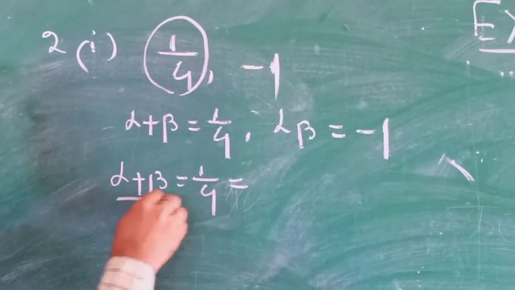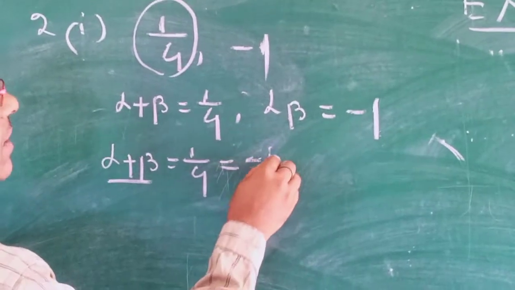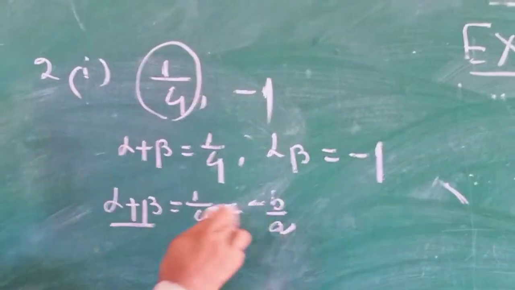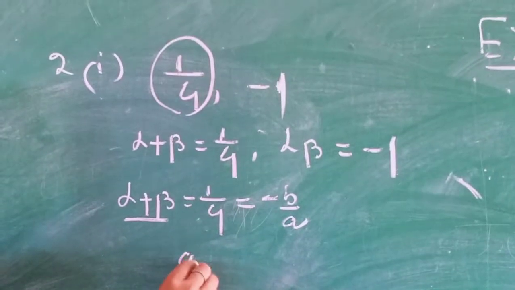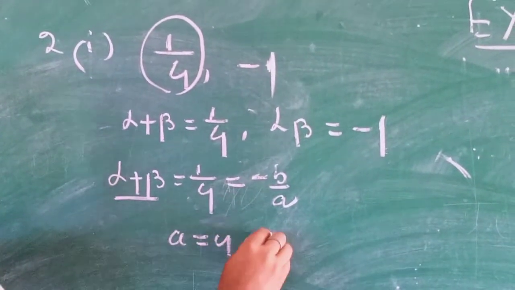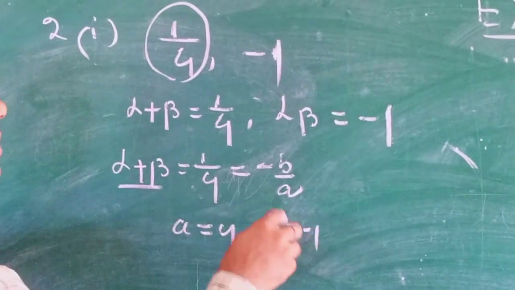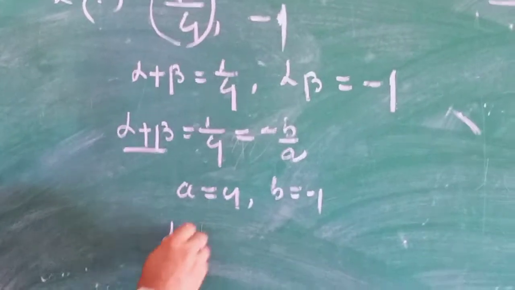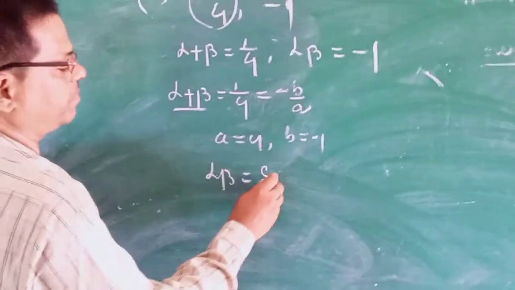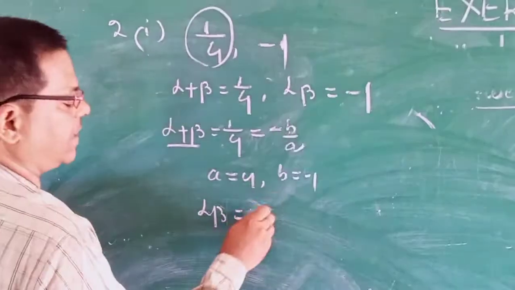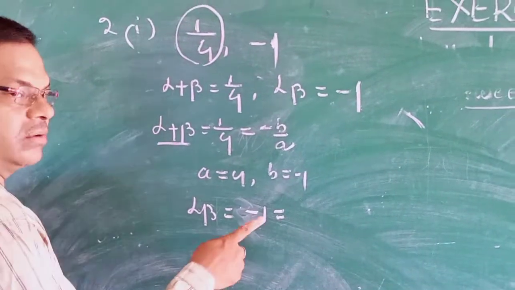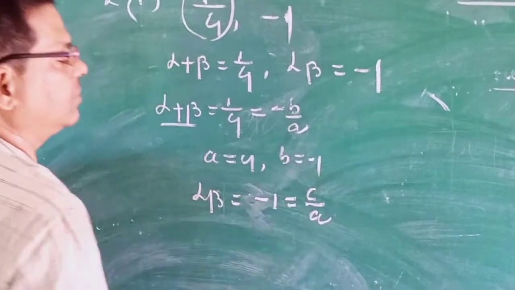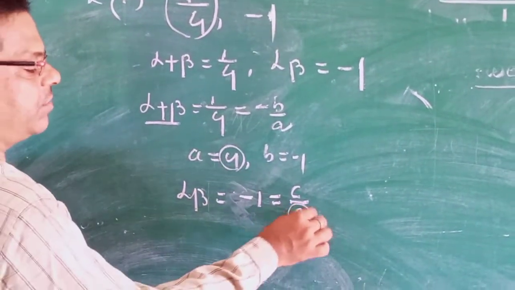And the alpha plus beta formula you know, minus b by a. So if you equate, then what will come? a will be 4 and b will be minus 1. a is equal to 4, b is equal to minus 1. Then alpha into beta is equal to c by a. Alpha into beta you are given as minus 1, but you know alpha into beta is equal to c by a. Your a is already 4.